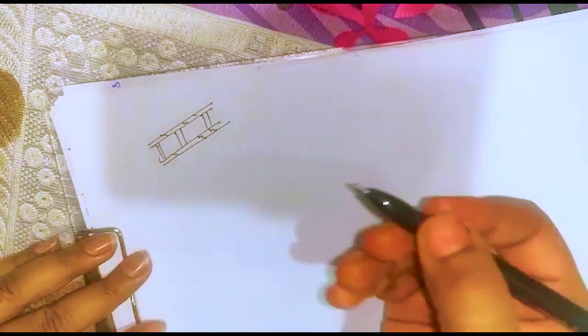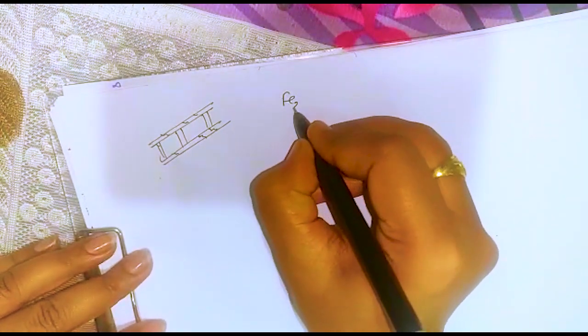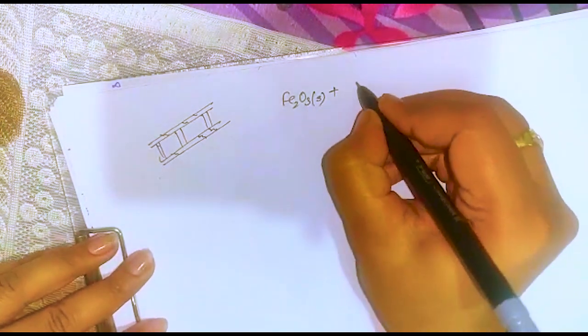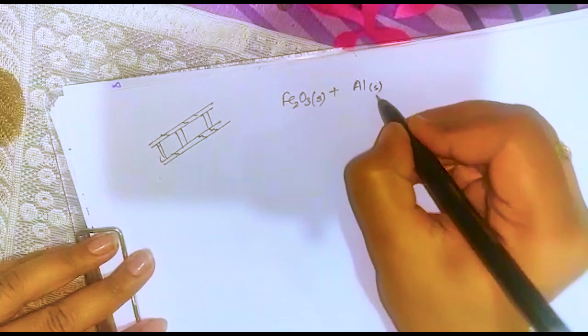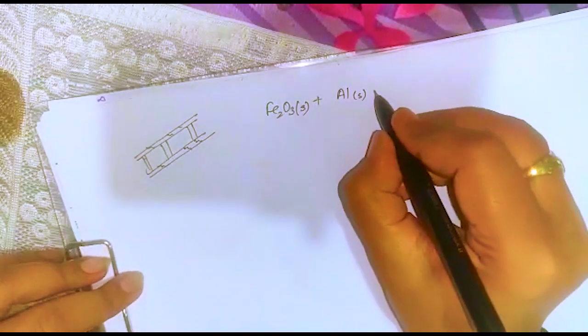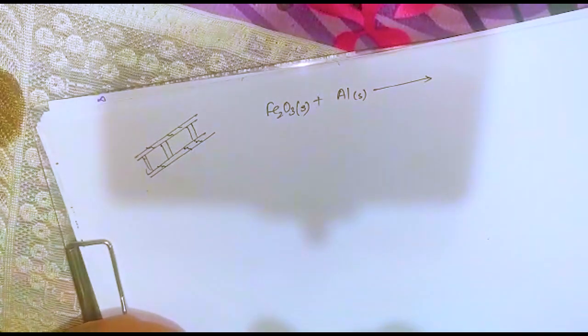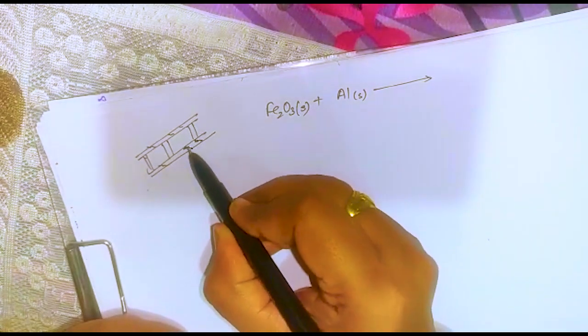How? In this case, we just use this Fe2O3 in powder form, and aluminium in solid form. Both powders we will take and mix them, and that powder will be filled in this crack.